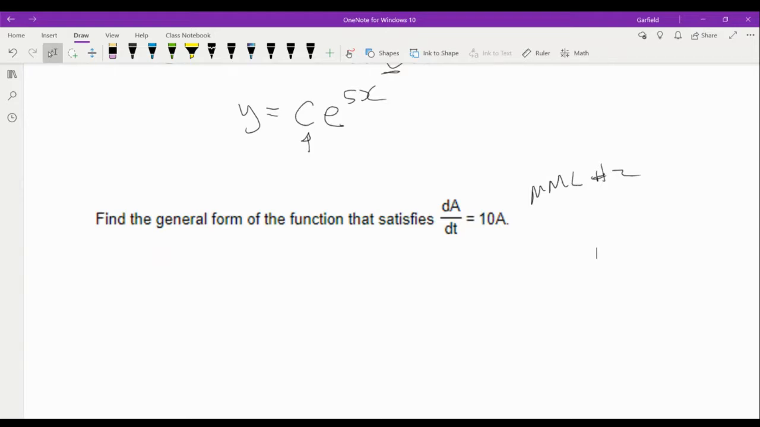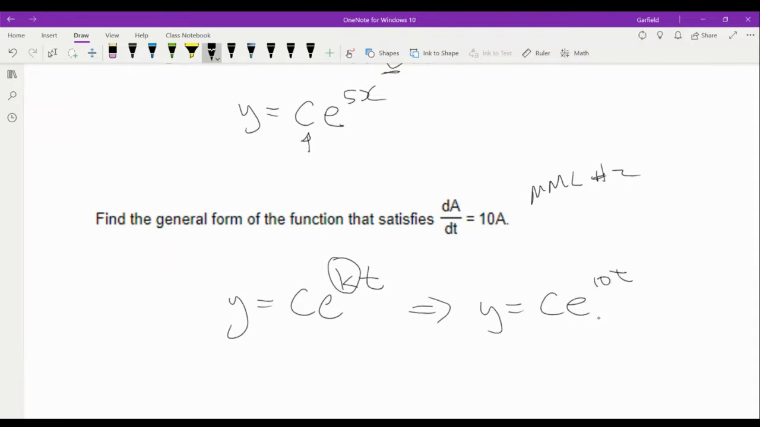So here the general form is always going to be y is equal to c e to the kt. All right, this is a general form. What are we replacing? We're replacing the k with what? What is k equal to? With a 10. So the answer to this problem is y is equal to c e to the 10t. That's our answer.